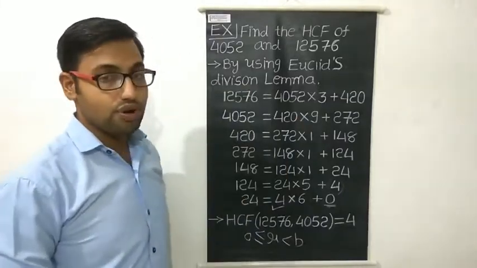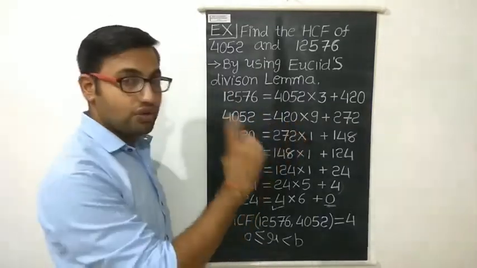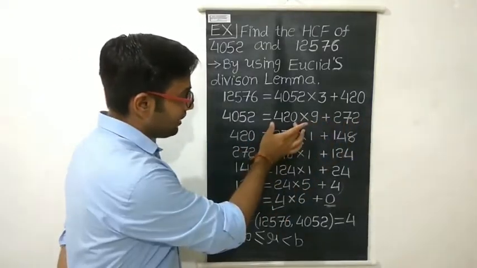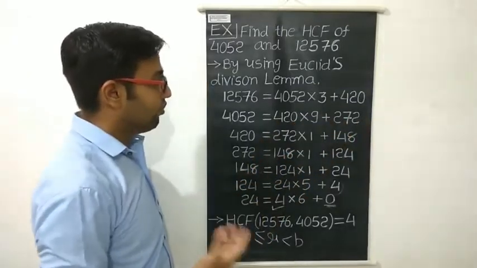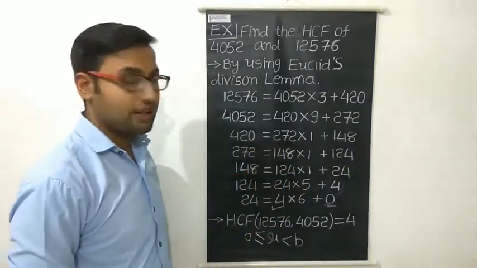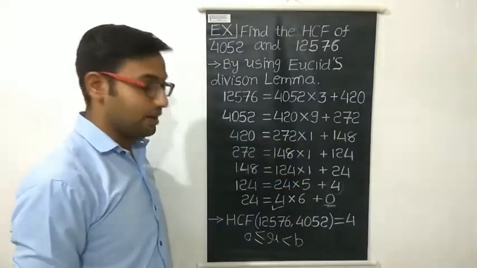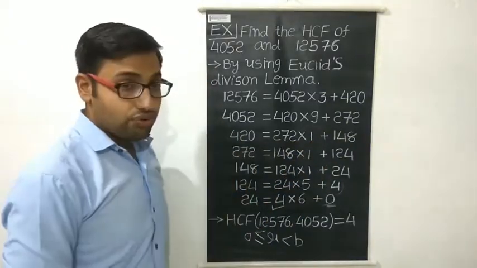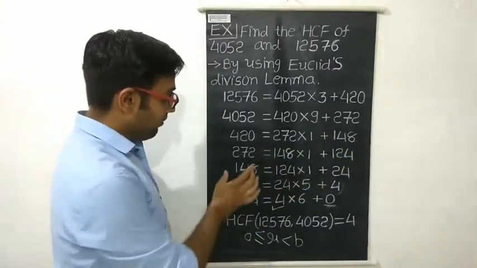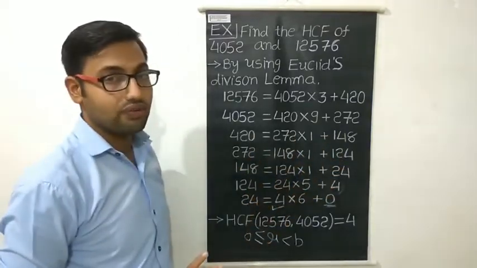Again we have to divide two numbers. But which two numbers do we have to consider? Now we know that this 420 we consider as the first number, and this remainder we consider as the second number. So whenever we divide 420 by 272, what will we get? 420 is equal to 272 into 1 plus 148, because 272 goes only one time and gives 148 as a remainder. Again we have to apply Euclid's division lemma. This will be the first number, this will be the second number. When we divide 272 by 148, it goes one time and gives the remainder 124.